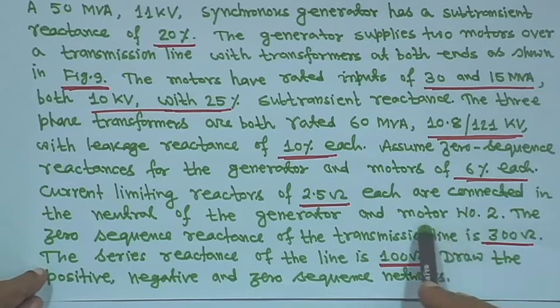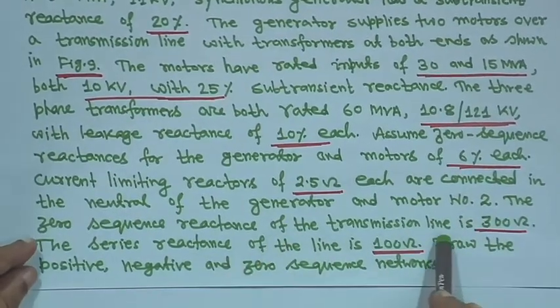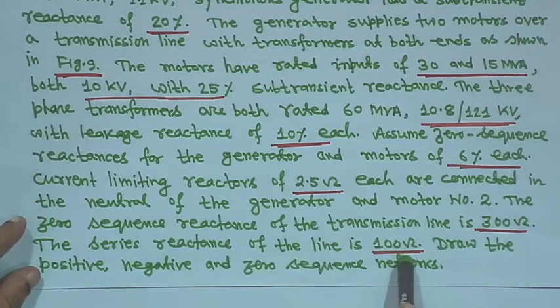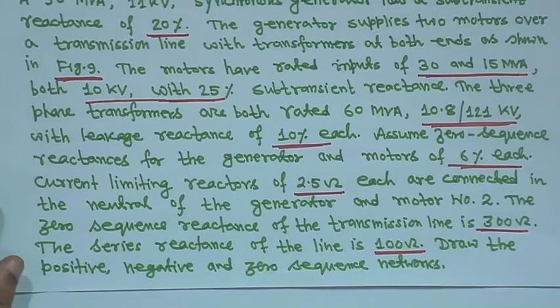There are two motors, so it is motor number 2. The zero sequence reactance of both transmission lines is 300 ohm. The series reactance of the line is 100 ohm. So, draw the positive, negative and zero sequence networks.